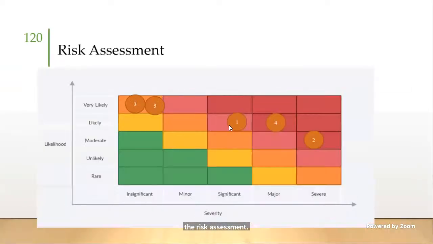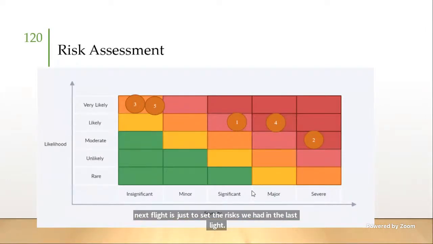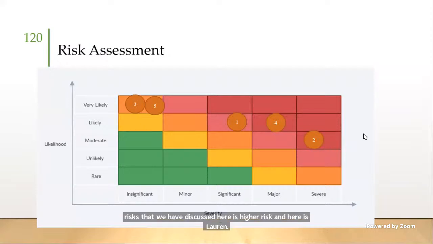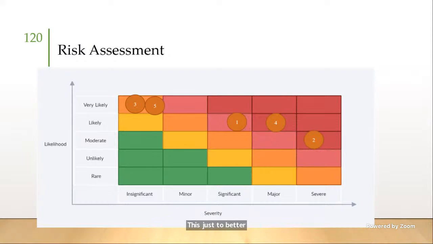The next slide is just to set the risks we had in the last slide. When we move to the right, it is a higher severity, and when we move upward, we have a higher likelihood. Of those risks that we have discussed, here is high risk and here is lower risk. This is just to better visualize the risks.